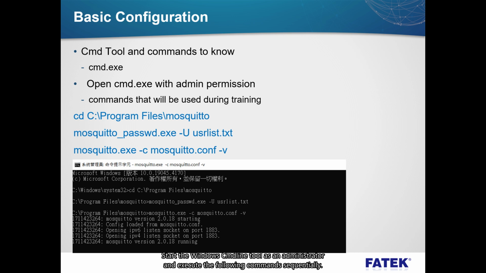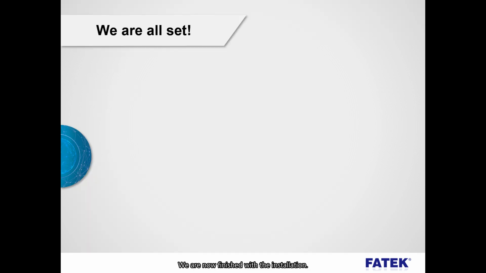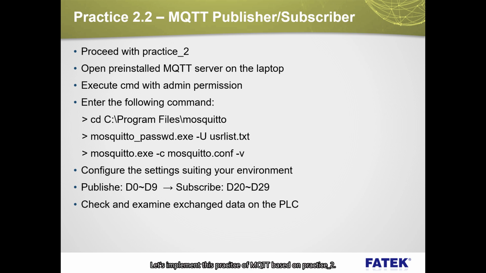Start the Windows command line tool as an administrator and execute the following commands sequentially. If successful, the tool should be up running. We are now finished with the installation. Let's implement this process of MQTT based on practice 2.